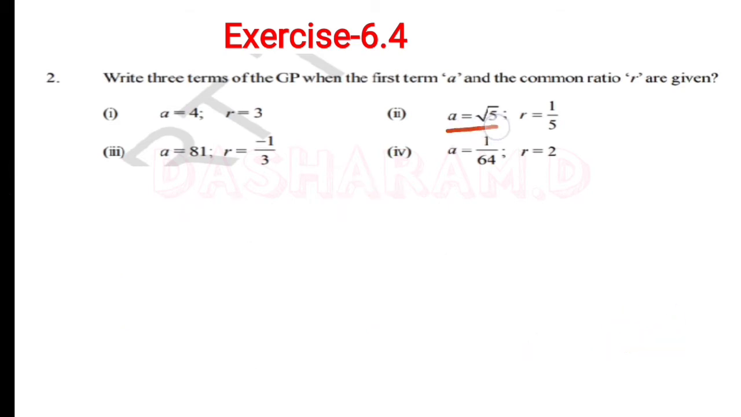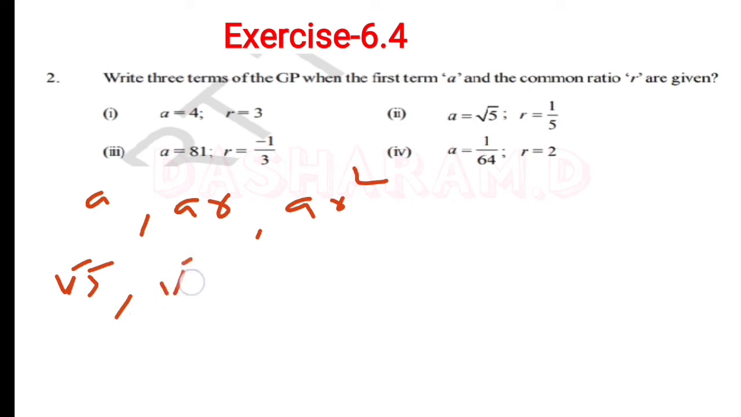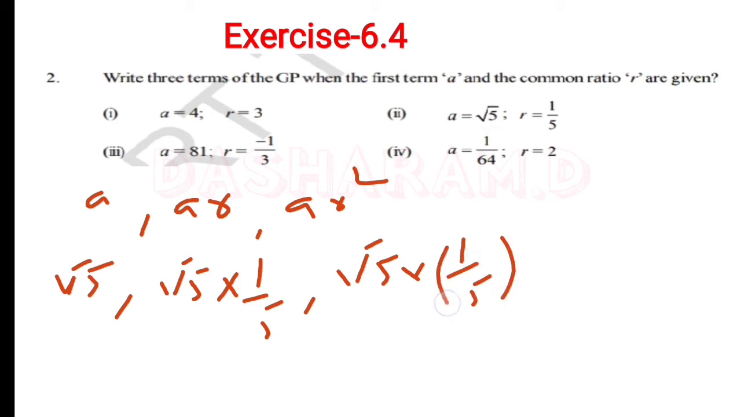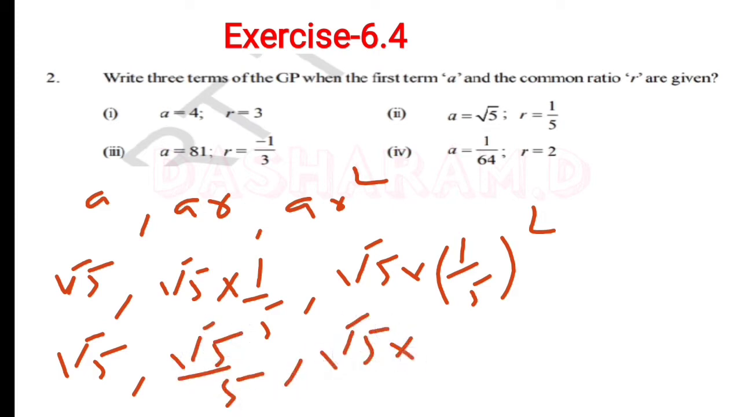Next, second problem: A equals root 5 and R equals 1 by 5. So first term A, second term AR, third term AR square. Substitute A and R values: A value root 5, and AR is root 5 into R value 1 by 5 comma, AR square is A value root 5 into R value 1 by 5 whole square. So root 5 comma root 5 by 5, so that means root 5 by 5. So root 5 into 1 by 5 whole square, answer 1 by 25.